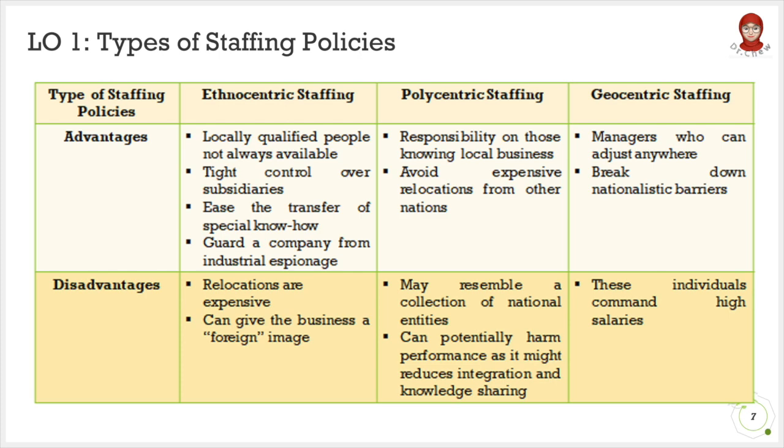The downside of geocentric staffing is the expense. Understandably, top managers who are capable both of fitting into different cultures and being effective at their jobs are highly prized among international companies. Therefore, the combination of high demand for their skills and the short supply increases their salaries. Moreover, there is the expense of relocating managers and their families.